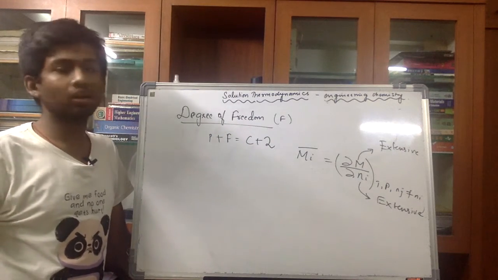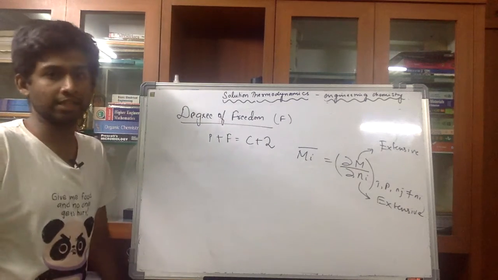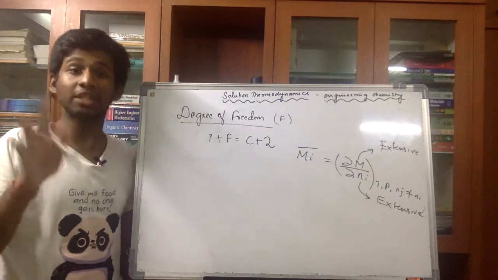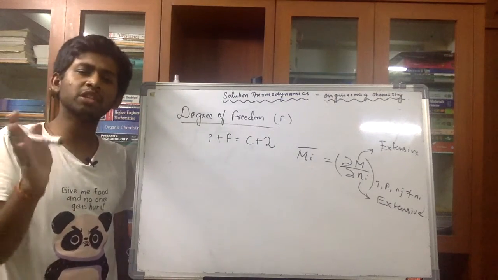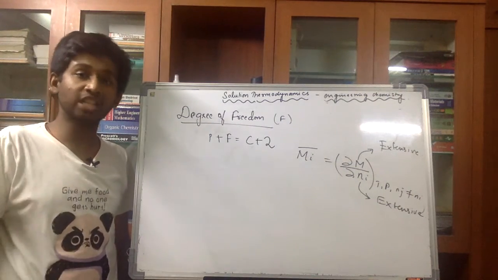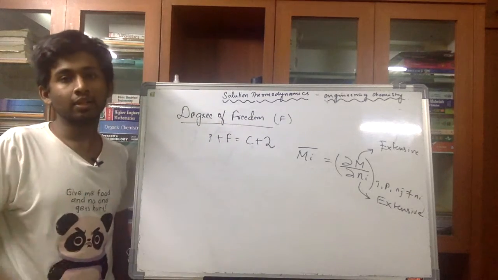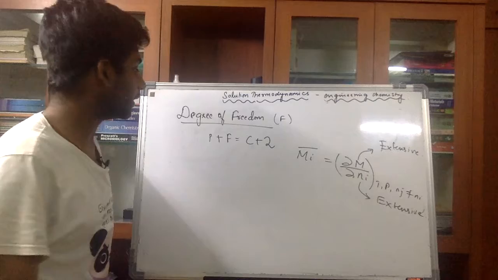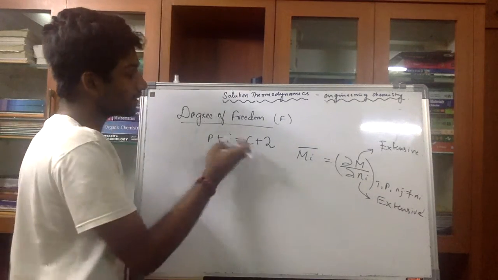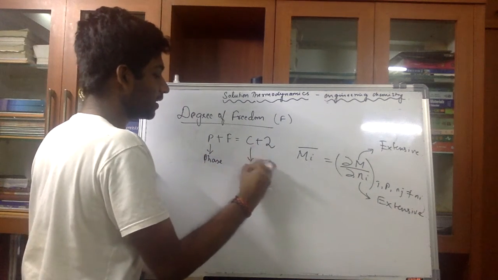Now, as we said, intensive quantities will not depend on mass, but they will definitely depend on, or change with, certain other factors. So how do you determine the number of factors with which it will change? You use the concept of degrees of freedom to determine this. Here degrees of freedom is F, P is the number of phases, and C is the number of components.